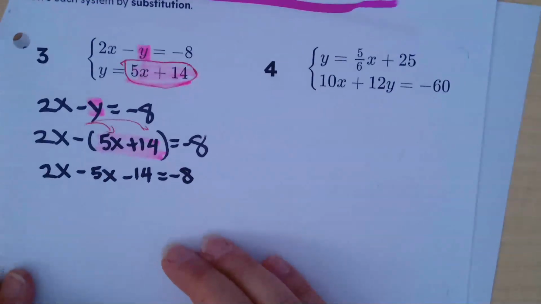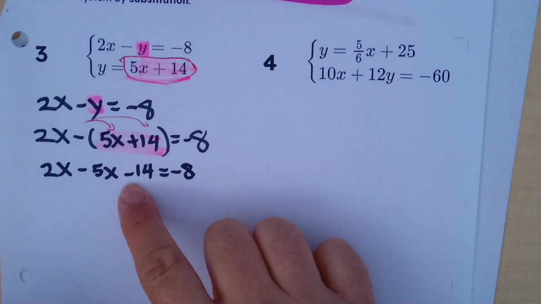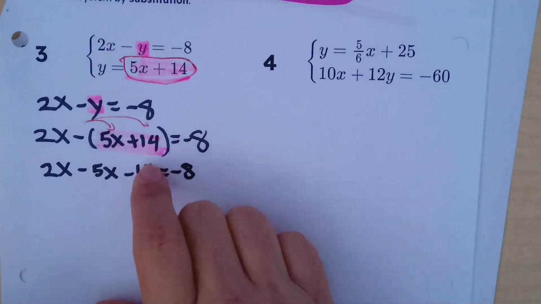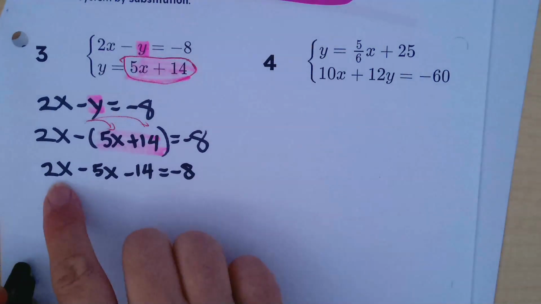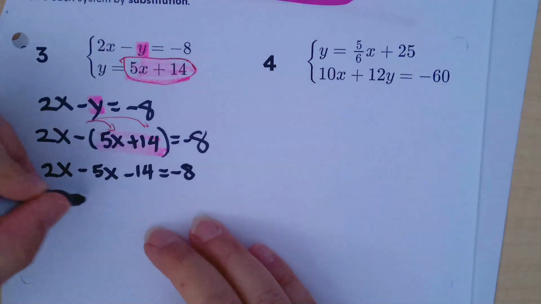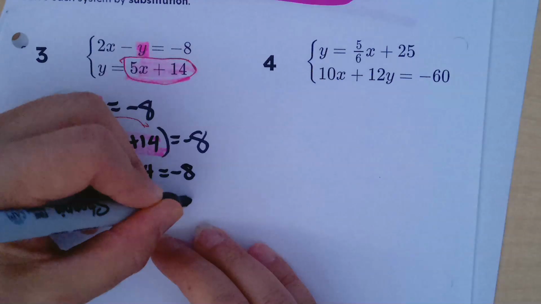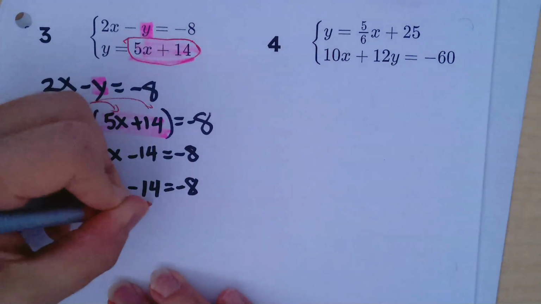Okay, the biggest mistakes people are making are with the sign. A lot of people were writing plus 14 instead of minus 14, because we have this negative times the 14 to give me negative 14. Okay, so now I'm going to combine the 2x minus 5x. That's going to give me negative 3x. Okay, and now I'm going to put plus 14 on both sides of the equal sign.